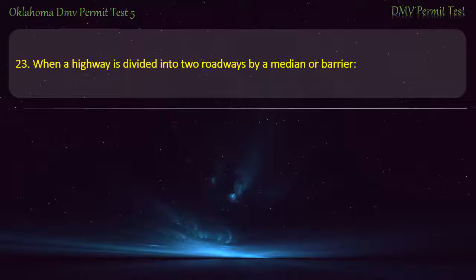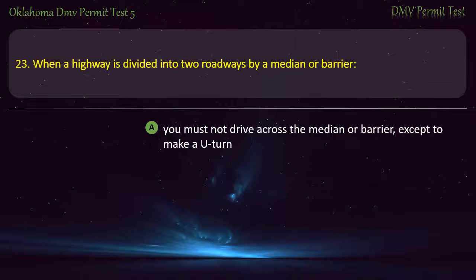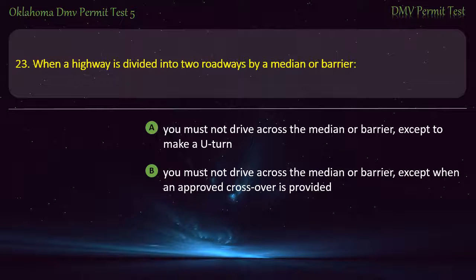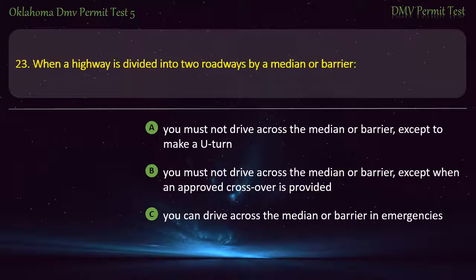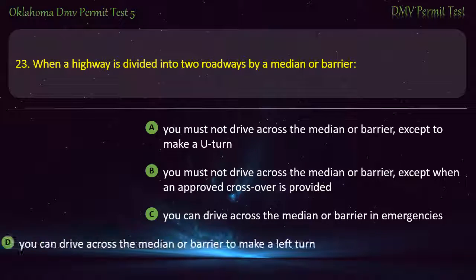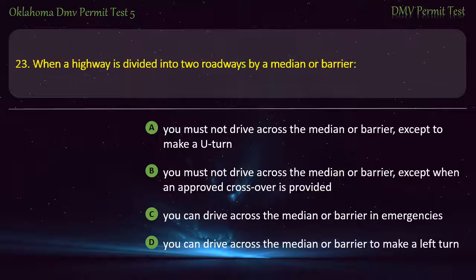Question 23. When a highway is divided into two roadways by a median or barrier, you must not drive across the median or barrier, except to make a U-turn. You must not drive across the median or barrier, except when an approved crossover is provided. You can drive across the median or barrier in emergencies. You can drive across the median or barrier to make a left turn. Answer. You must not drive across the median or barrier, except when an approved crossover is provided.